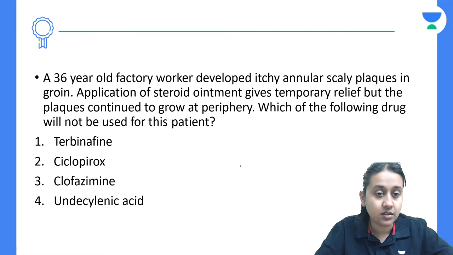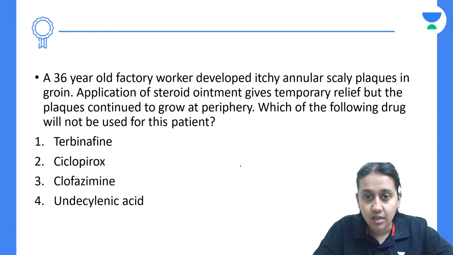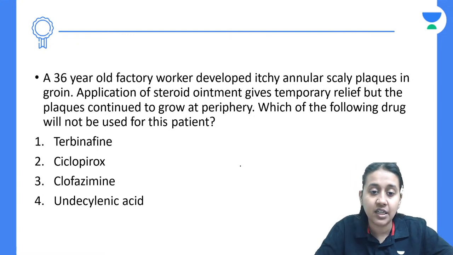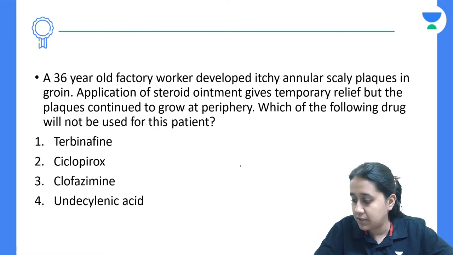What is the correct answer here? A 36-year-old factory worker developed itchy annular scaly plaque in the groin. Application of steroid ointment gives temporary relief, but the plaque continued to grow at the periphery. Which of the following drug will not be used for this particular patient?